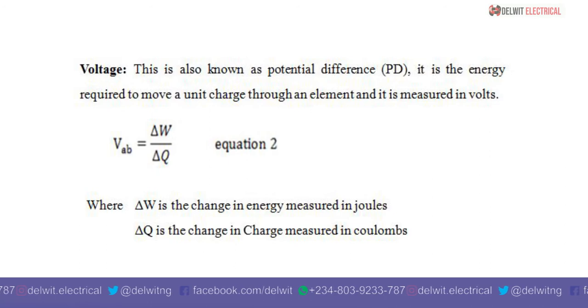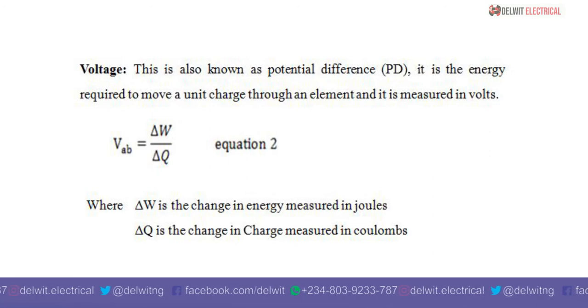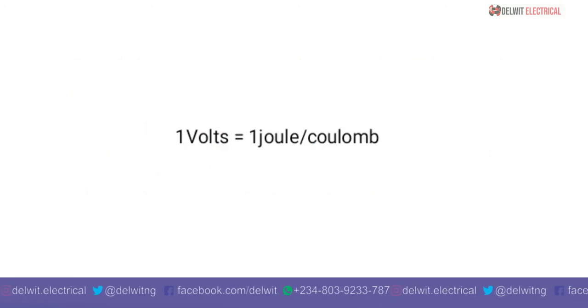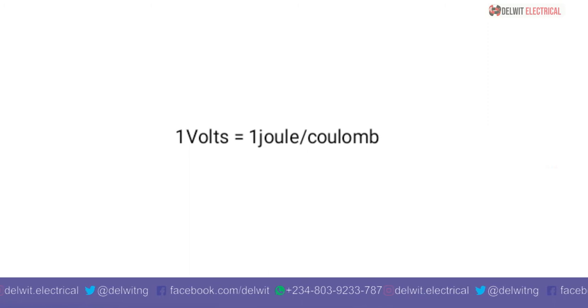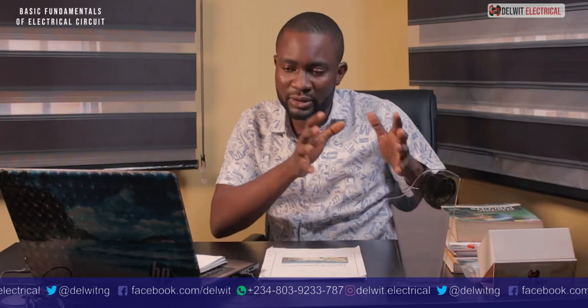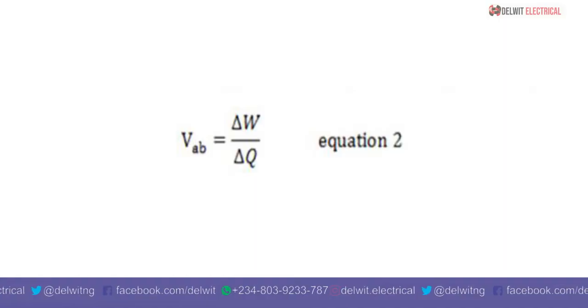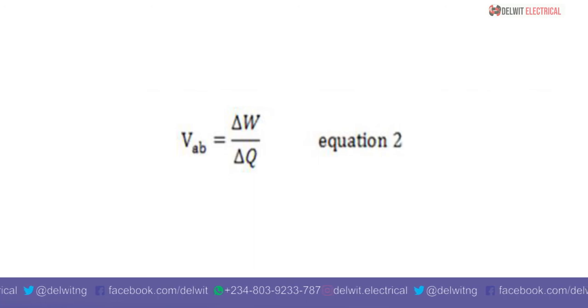Our voltage is measured in volts. That means 1 volt is equivalent to 1 joule per coulomb. There are various other formulas. By the time we start talking about Ohm's law or other laws that come, there are other formulas we can use to define our volts, our current, our resistance, and other parameters. But for these fundamentals, we now know that our V from point A to point B, which is VAB, is equal to change in W over change in Q.